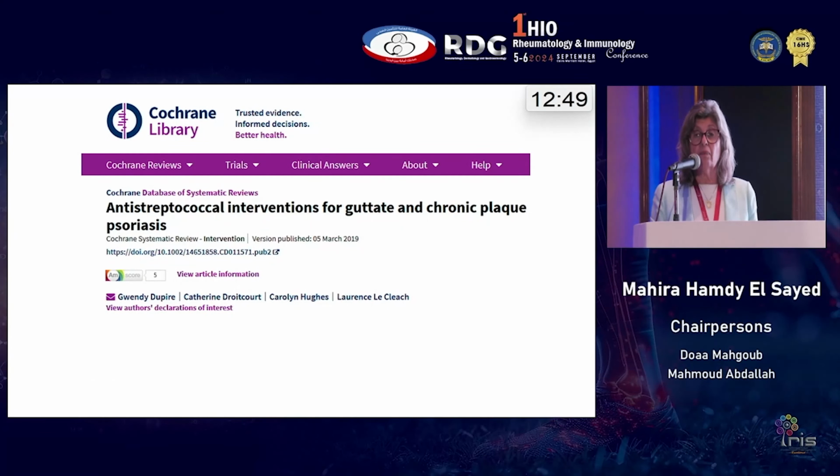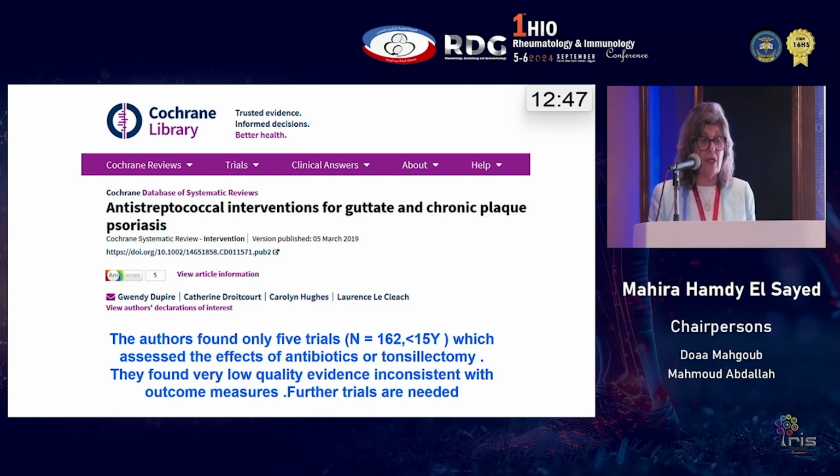I was talking about this morning a meta-analysis that was done about all the trials of interventions for guttate and chronic plaque psoriasis, in terms of tonsillectomy. They found 5 trials which assessed the effects of antibiotics, and there is very low quality evidence consistent with the outcome measures. So I think we need to study this personally on our patients.